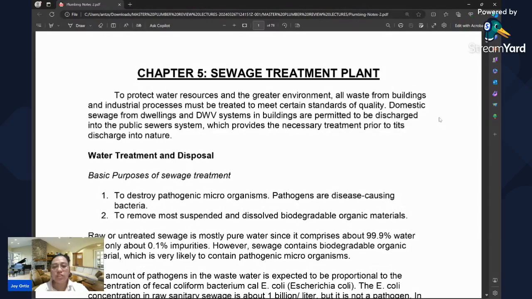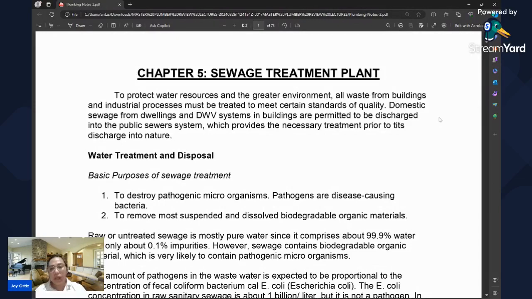So, sewage treatment plant, what's the purpose of this? Maybe some of you are encountering this terminology for the first time, or maybe some of you already know this one. As for me, I have encountered it and physically seen the sewage treatment plant, but not the inside. So, we'll look at what's inside.